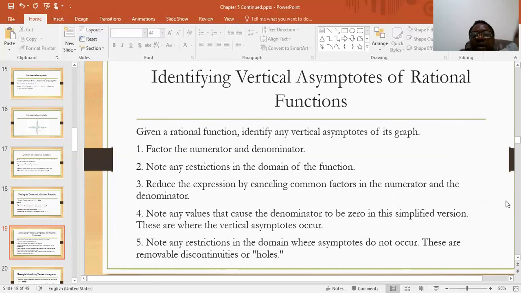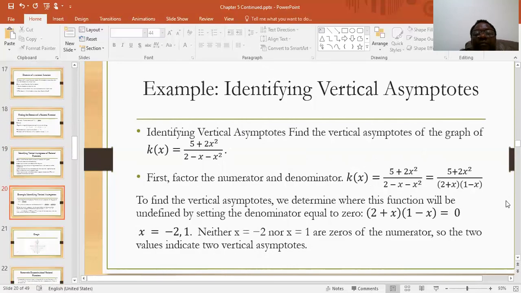So to identify the vertical asymptote of a rational function, first step, factor the numerator and denominator. You may observe that numerator and denominator may have a common factor, so you simplify it. Now consider those values that will make the denominator 0 while the numerator is not 0. And those are the values for which we will have a vertical asymptote. Example, identify the vertical asymptote for the following function.